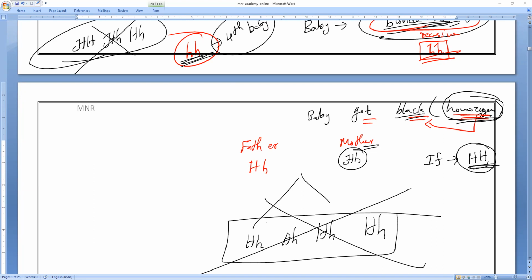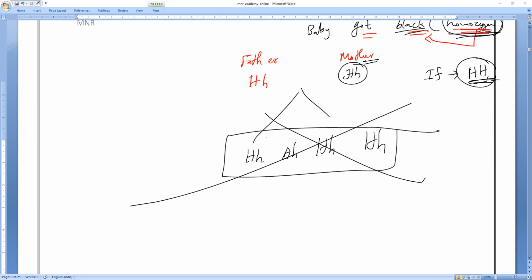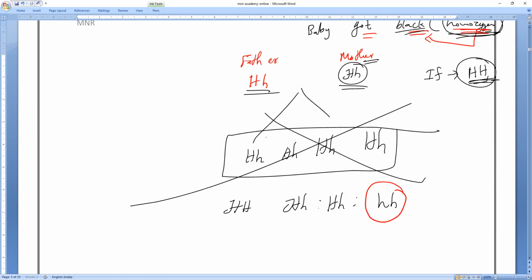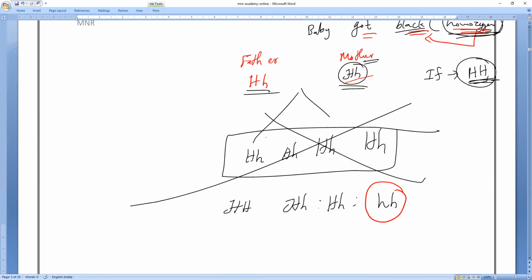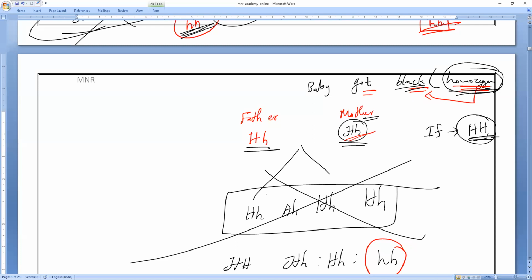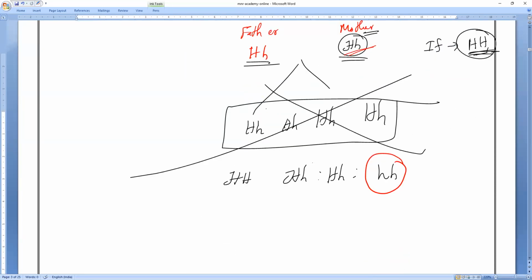So capital H, small h. Now if you cross them, what will we get? Capital H, capital H; capital H, small h; capital H, small h; and small h, small h. So please remember, even if a baby is getting completely blonde hair, mother is having a capital H, small h. If they are getting a black and homozygous, it means definitely the mother's gene is capital H, small h.